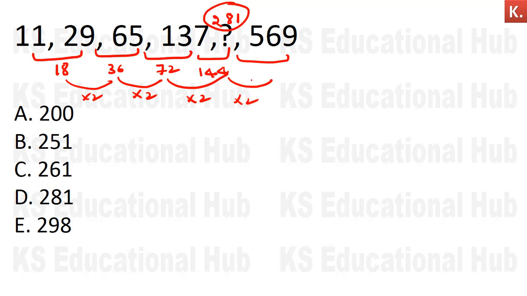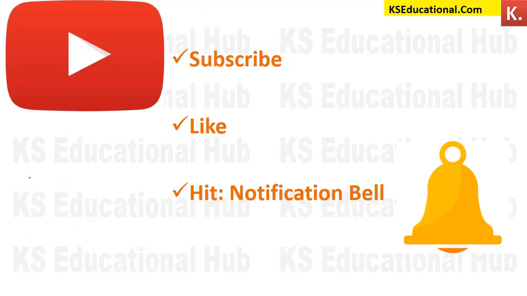Into 2, it has to be how much? 288. So 8 plus 1 is equal to 9. 8 plus 8 is equal to 16. 6 is here, 1 is carried forward. So 5. Absolutely correct. So therefore, our answer has to be how much? 281. Right?